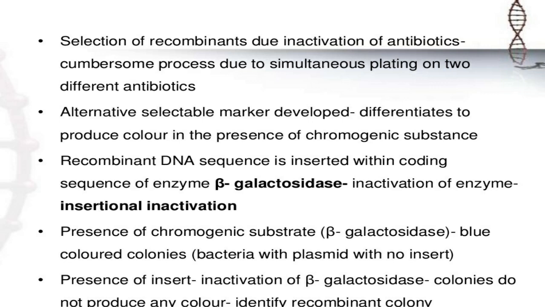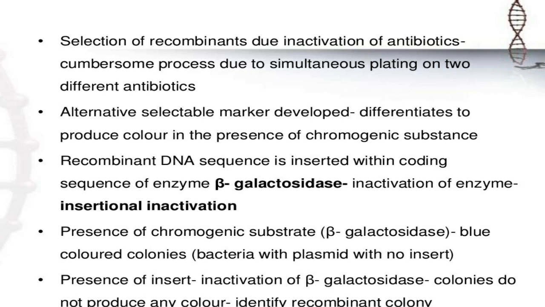Selection of recombinants by inactivation of antibiotics is a cumbersome process due to simultaneous plating on two different antibiotics. An alternative selectable marker was developed that differentiates recombinants by producing color in the presence of a chromogenic substance. Recombinant DNA sequence is inserted within the coding sequence of the enzyme beta-galactosidase, causing inactivation of the enzyme, called insertional inactivation.